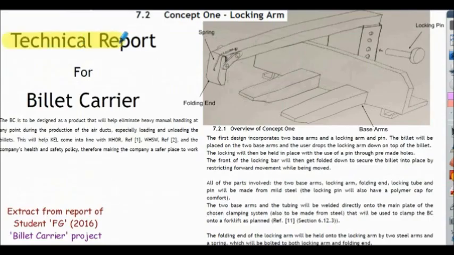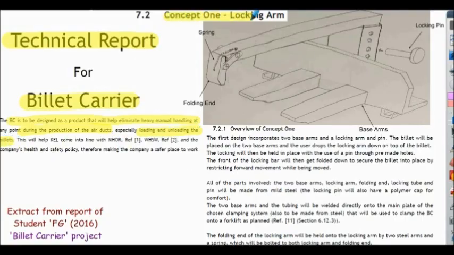This is an extract from a technical report for what's termed a billet carrier. The billet carrier was designed to help eliminate heavy manual lifting during the production of a particular component, particularly when loading and unloading the billets from the machines.